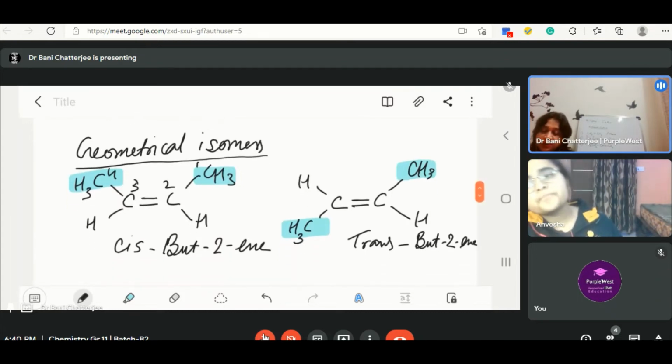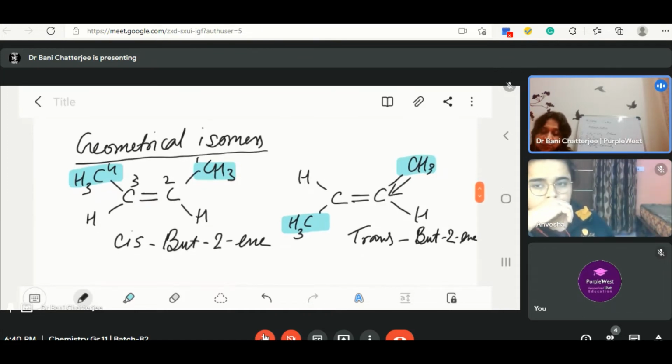Now see in trans, this CH3 is giving electron, and this CH3 is also going to give electron, because CH3 has a tendency to give electron. But from both sides they are giving the electron equally to these two carbons.